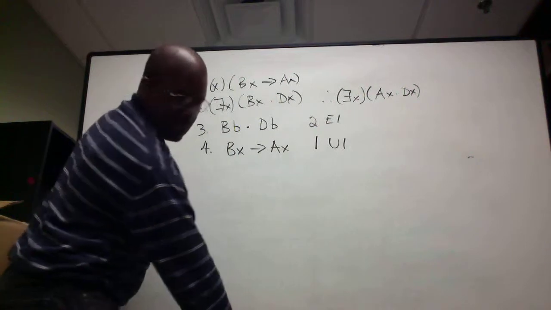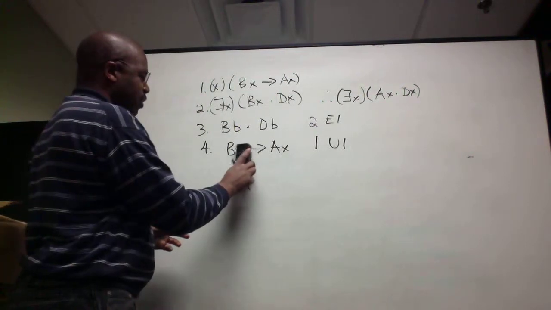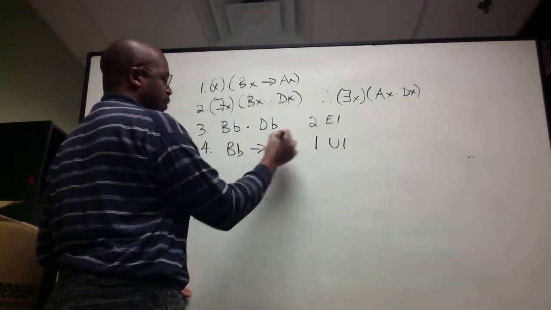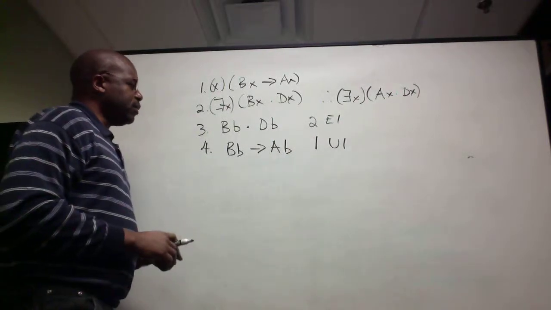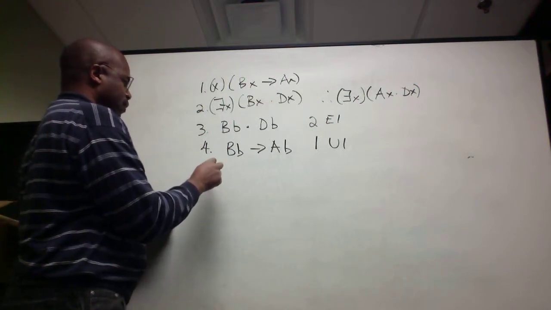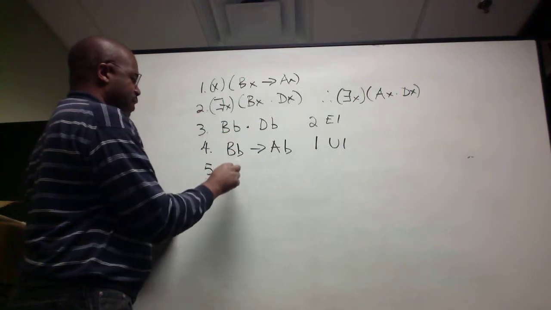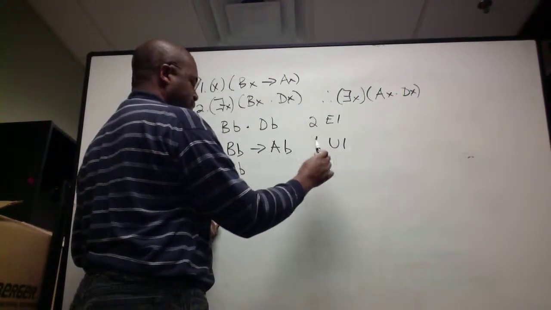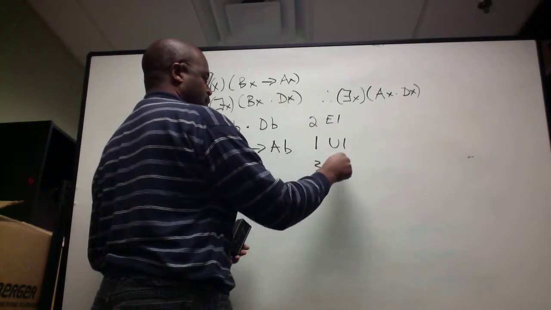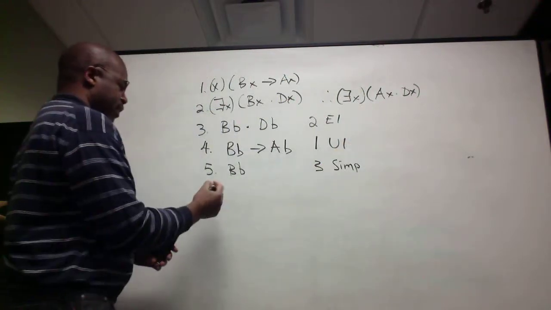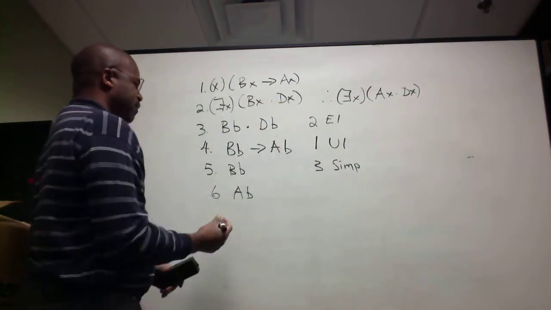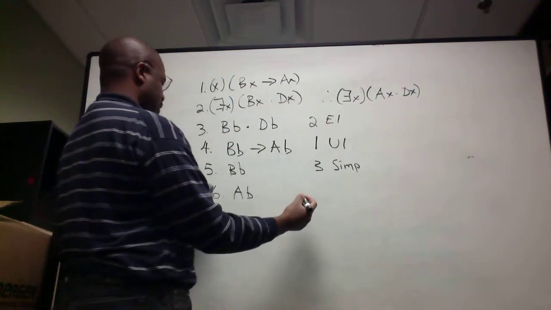Let's see here. I think I did something wrong. I did not instantiate to a constant. B. Then I can now do some kind of simplification. 5 and have Bb here and say 3 simplification. And then I have 6, Ab. Then I can simplify 3. 7.